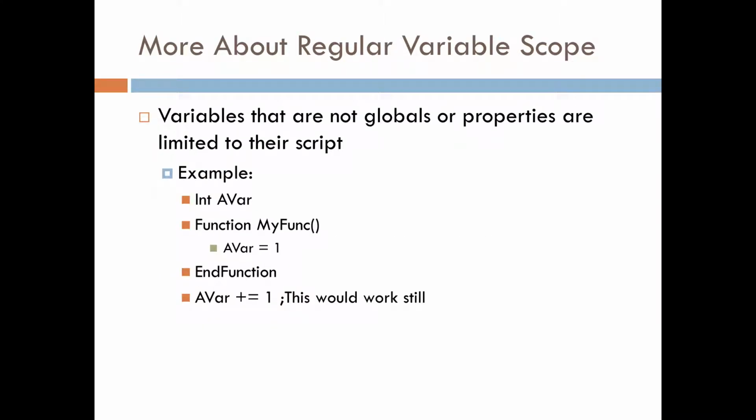So these are variables that are not globals or properties typically, and limited to the script they're in. So if you declared it outside of a function, yes, it will still be there, and you could still use it internally, but you can't use it outside of there ever. At least that's what I've heard. We'll find out if that's the case in the actual live coding section, so take this slide with a grain of salt.